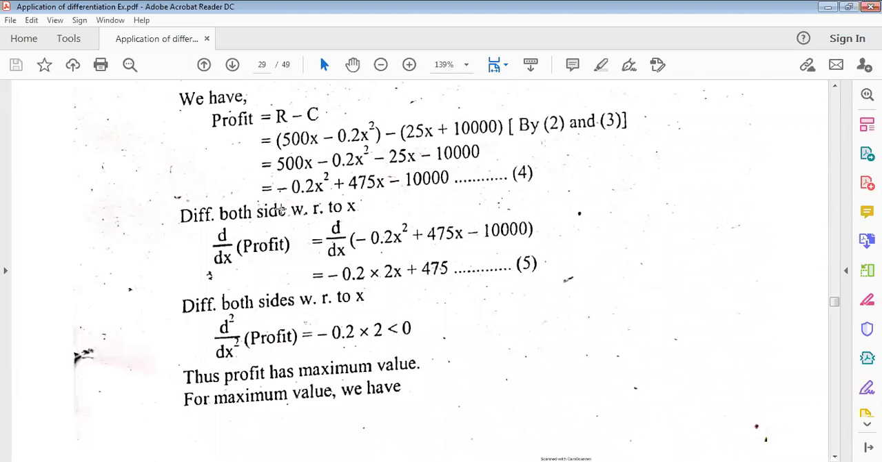Now differentiating both sides with respect to x, that means dP/dx. The differentiation of 0.2 x square is 0.4 x, plus 475 times the differentiation of x, which is 1, and the differentiation of any constant will be 0, remember it. So the first differentiation is equation number 5. Now differentiating again, d square P by dx square is 0.2 into 2, a negative value. The second derivative test gives a negative value, which is why the profit is maximum.